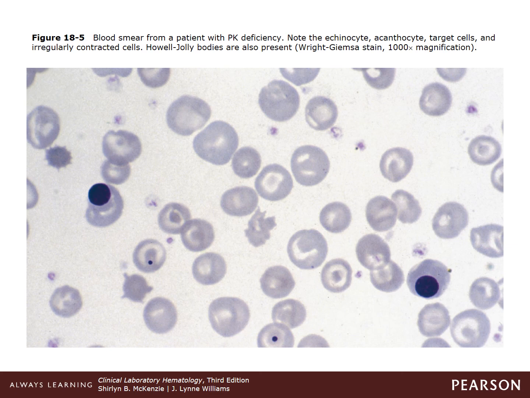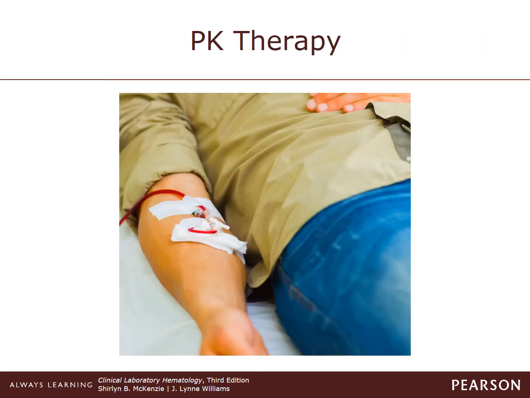Now, with testing for PK deficiency, molecular testing has definitely replaced the enzymatic tests. As for therapy, there's no specific therapy. You could increase hemoglobin levels with transfusions or remove the spleen completely.